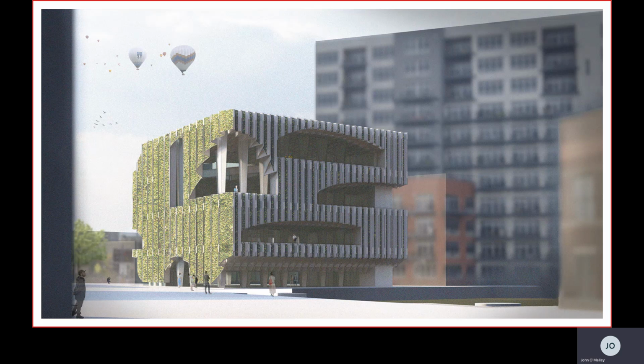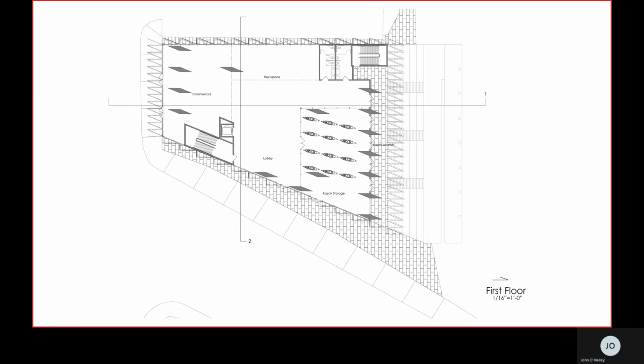Looking south on water, we can see our double height space between the 3rd and the 4th floors, and this space is the space we will be exploring. In the 1st floor, we enter through the east, and we see the lobby, which is flanked by a kayaking space, as well as 2 commercial spaces.